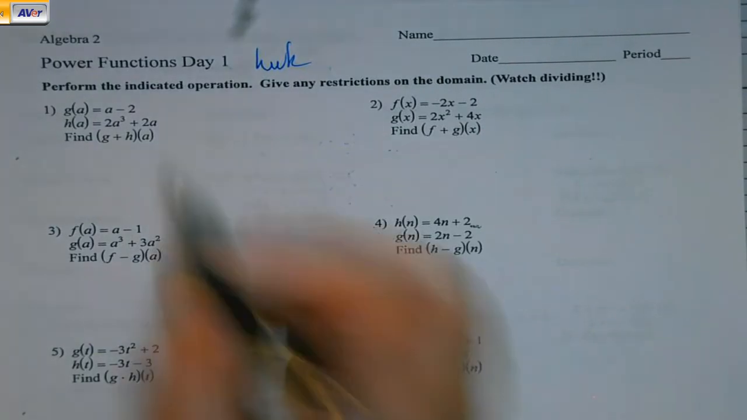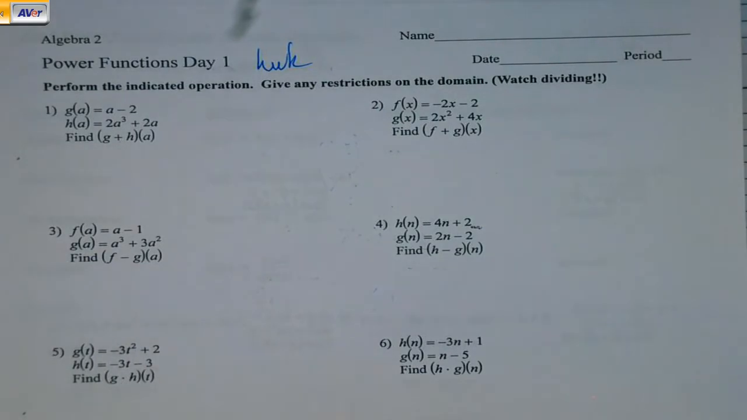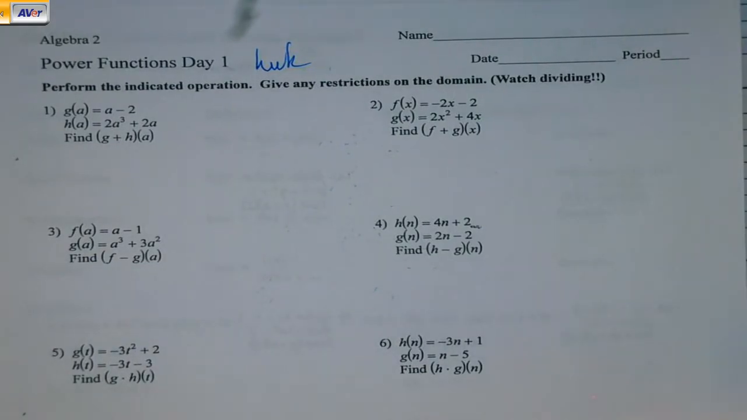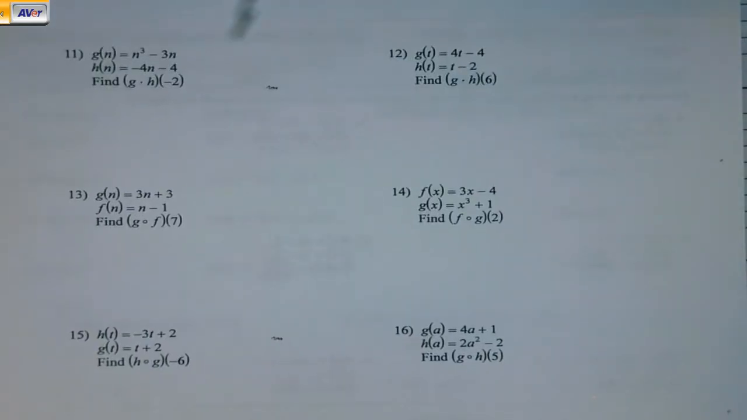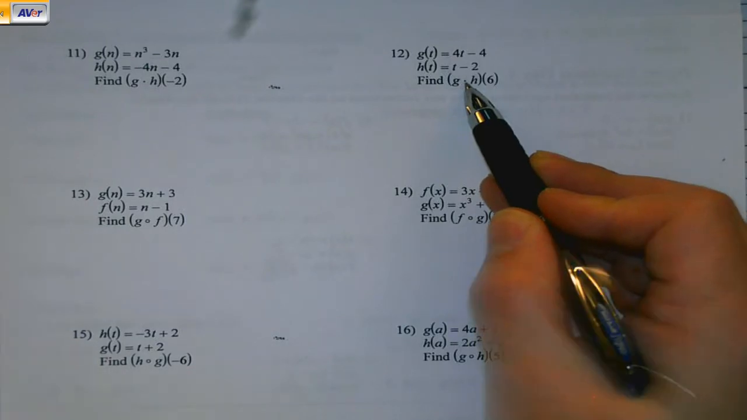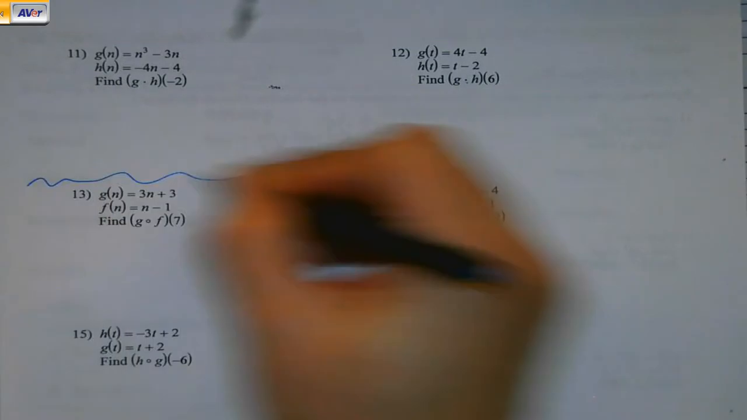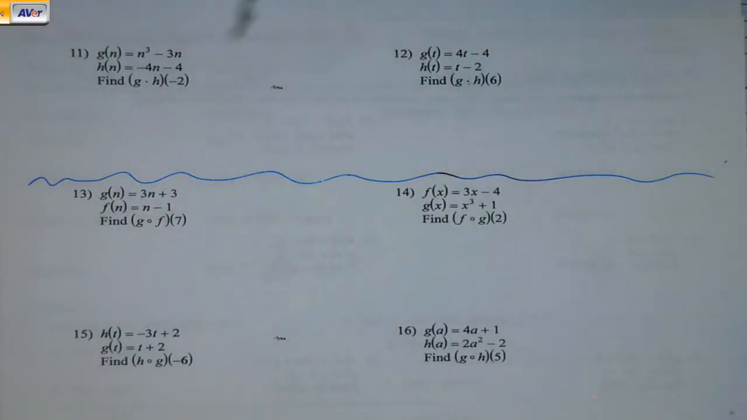So here, just watch for the sign. Is it plus? Is it minus? Is it times? Is it divide? Those types of things. And on the back, it starts getting into the compositions. Again, little dot is times. Open circle is compositions. So basically, once you hit number 13, it's compositions from there on out.